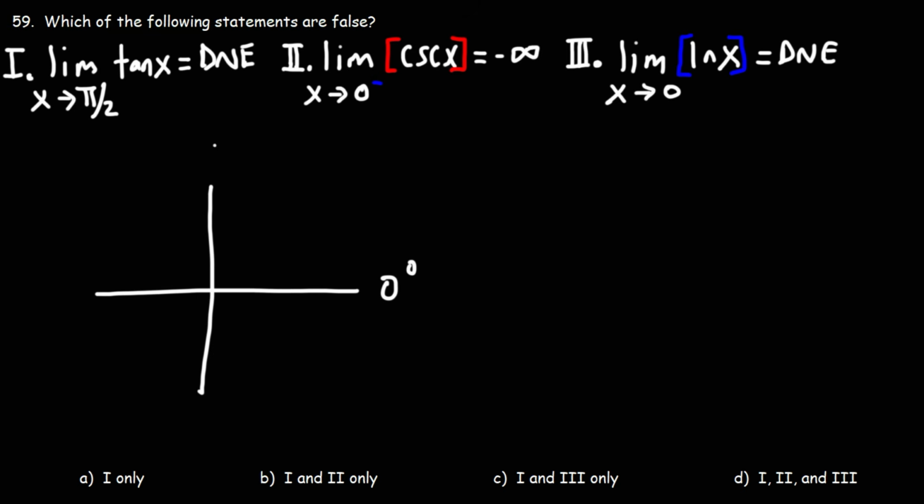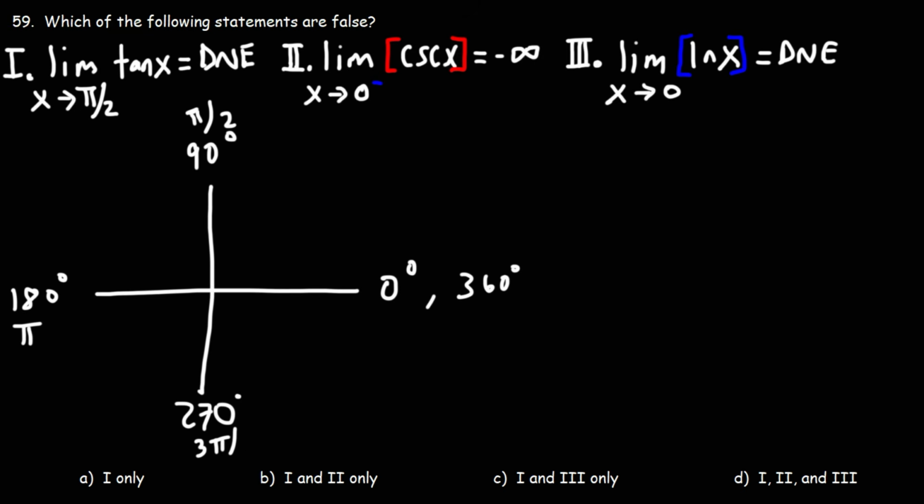Here we have 0 degrees, 90, 180, 270, and 0 is also 360. Pi is 180, pi over 2 is 90, 3 pi over 2 is 270. The coordinates for this point would be 1 comma 0. For this one it's 0 comma 1. Here negative 1 comma 0 and 0 negative 1.